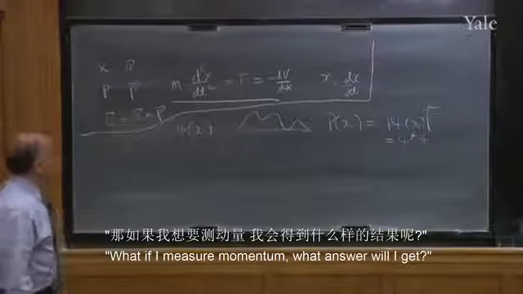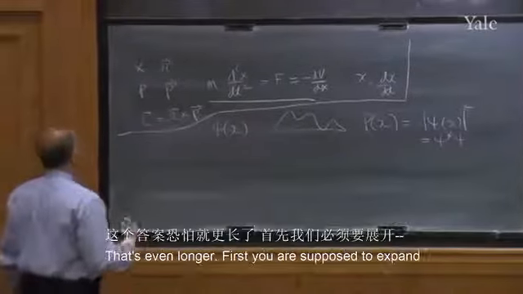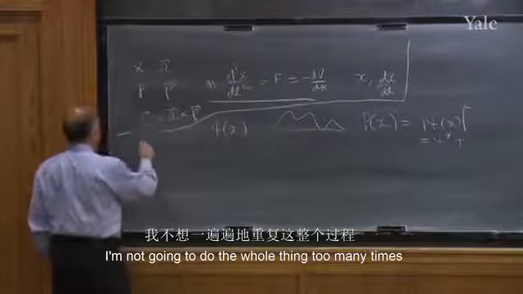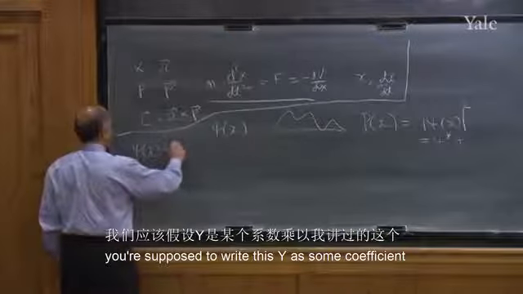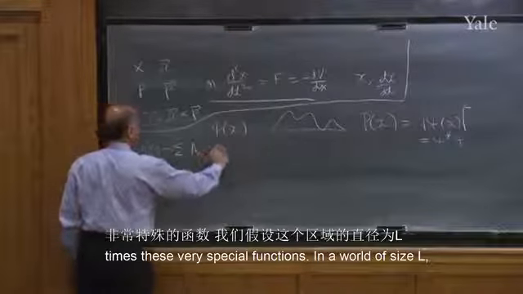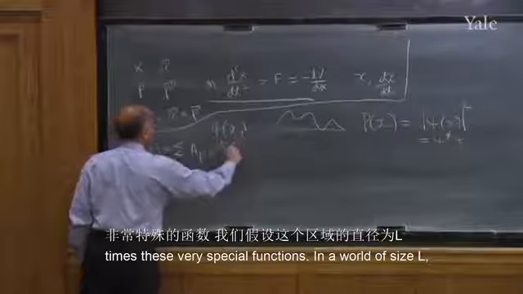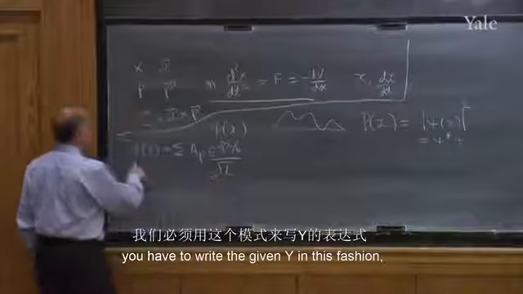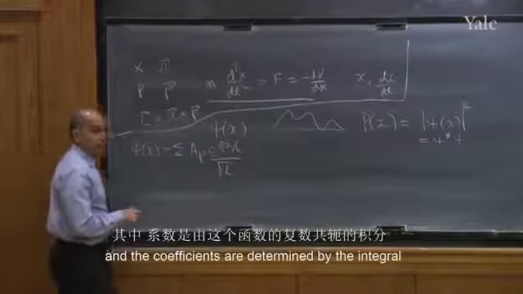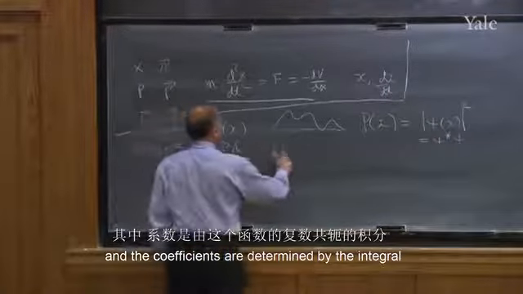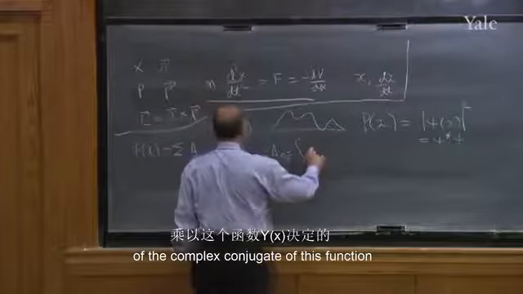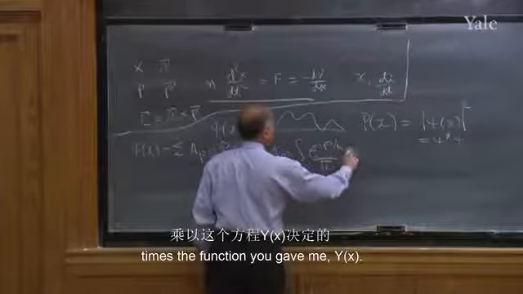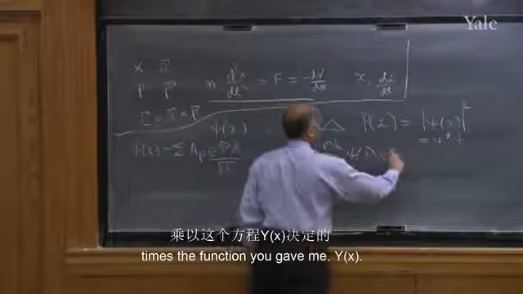Then you can say, what if I measure momentum? What answer will I get? That's even longer. First, you're supposed to expand. I'm not going to do the whole thing too many times. You're supposed to write this psi as some coefficient times these very special functions. In a world of size L, you have to write the given psi in this fashion. And the coefficients are determined by the integral of the complex conjugate of this function times the function you gave me, psi of x.